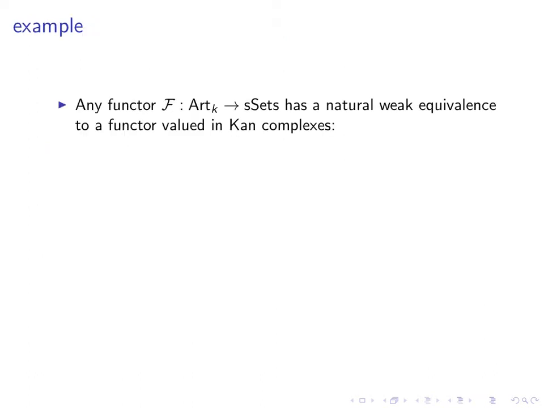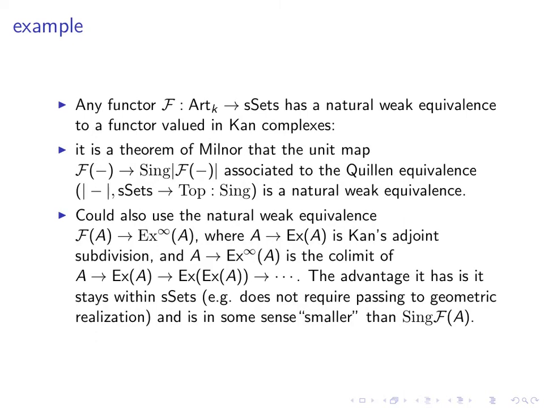So for example, any functor has a natural weak equivalence to a functor valued in Kan complexes. There are a couple of ways to do this. One is to use the singular functor. What you do is take the simplicial set F(A), take its geometric realization, and then take the singular simplices in there, and this gives rise to a natural weak equivalence.